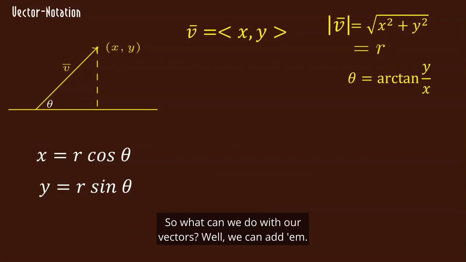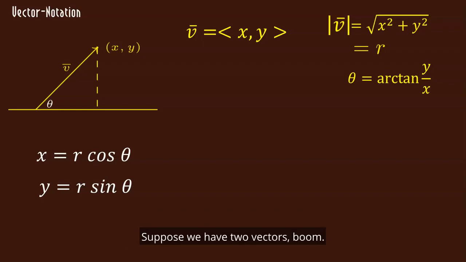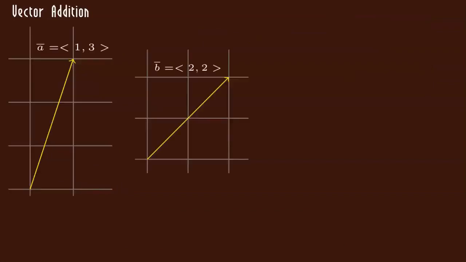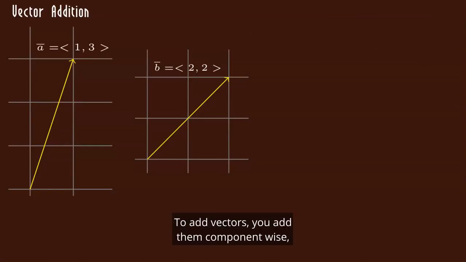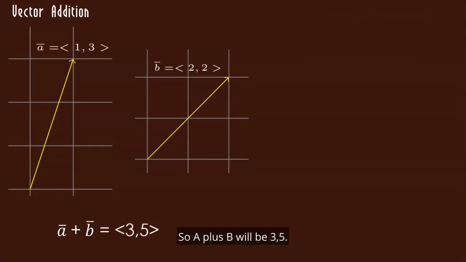So what can we do with our vectors? Well, we can add them. Suppose we have two vectors. Boom. A is <1, 3> and B is <2, 2>. To add vectors, you add them component-wise. The first components together, the second components together. So A plus B will be <3, 5>.